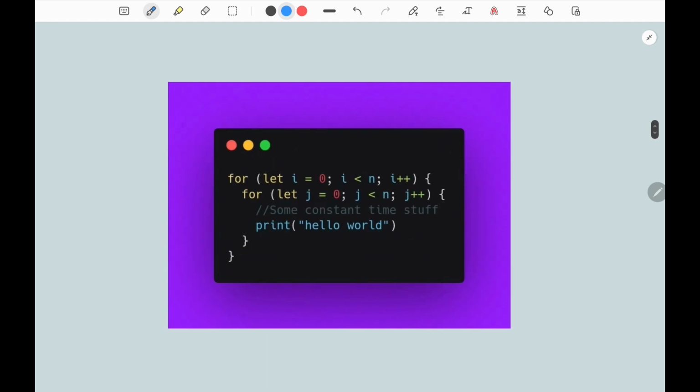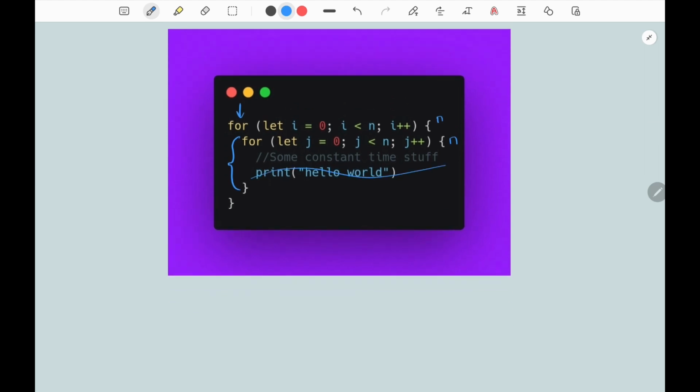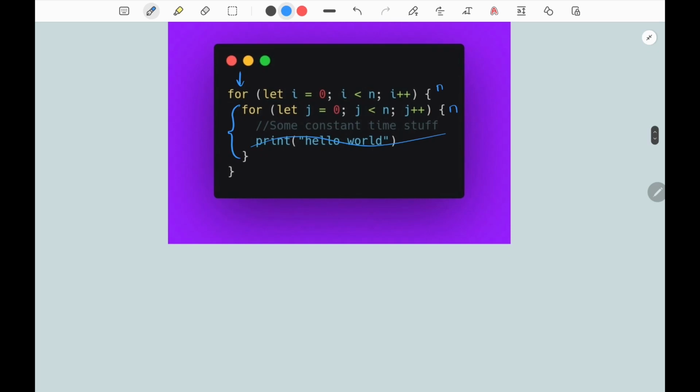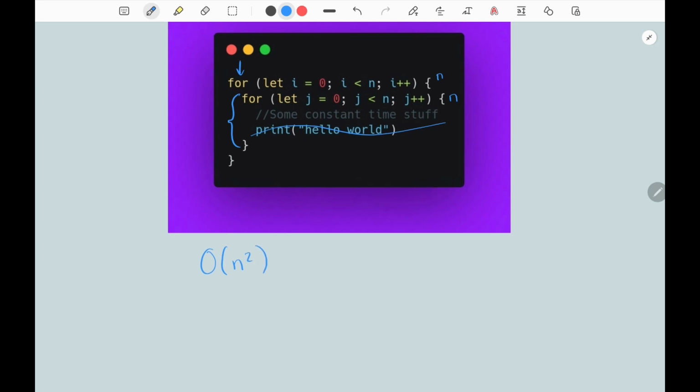Example number 3, a nested for loop. Both of these for loops are the exact same as the one we just talked about. They're each going to execute n times, except this inner for loop is going to execute n times for every time this outer for loop executes. Once again, we've got a constant amount of time executing in this inner block, so we can say that this function executes in big O of n squared time.